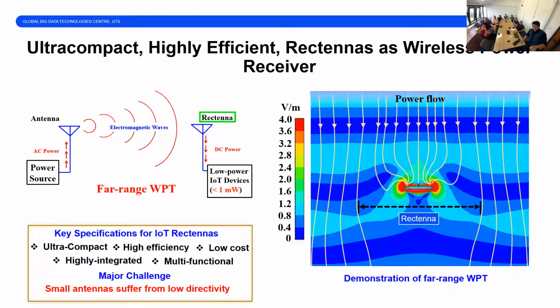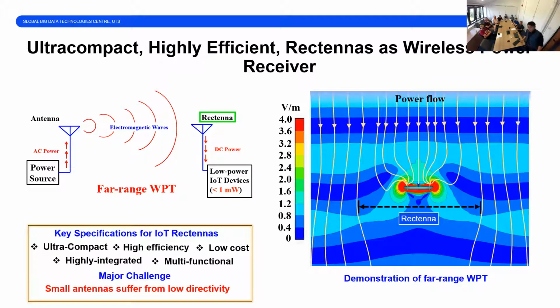As I mentioned before, we need to develop very compact, highly efficient, low cost rectenna systems to capture the wireless power efficiently. The major challenge for antenna design is that if you have a small antenna, you have low gain. So it's very difficult to design a very small antenna but maintain the gain, or even design a super directivity antenna. So it's a trade-off.